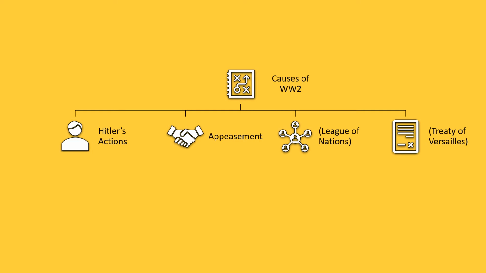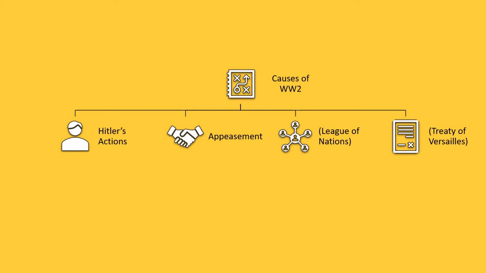The League of Nations and the Treaty of Versailles are also both causes of the Second World War. The reason I've put them in brackets here is because for those of you looking at AQA's GCSE History, Conflict and Tension course, we already teach the League of Nations and Treaty of Versailles as two separate causes, with the whole interwar era having these things running along at the same time.